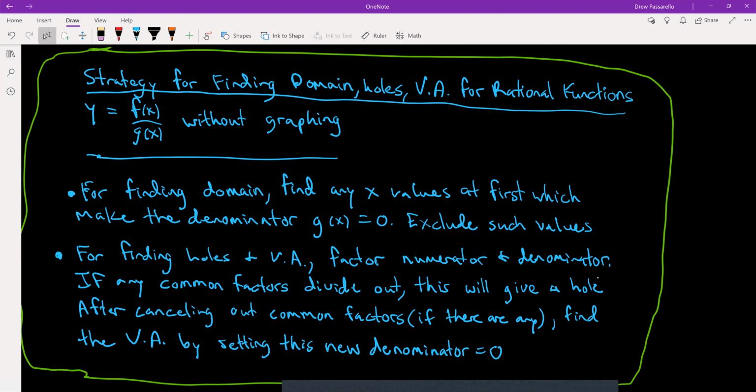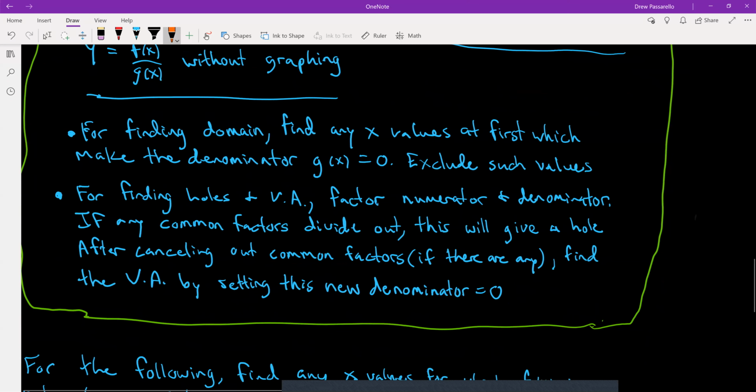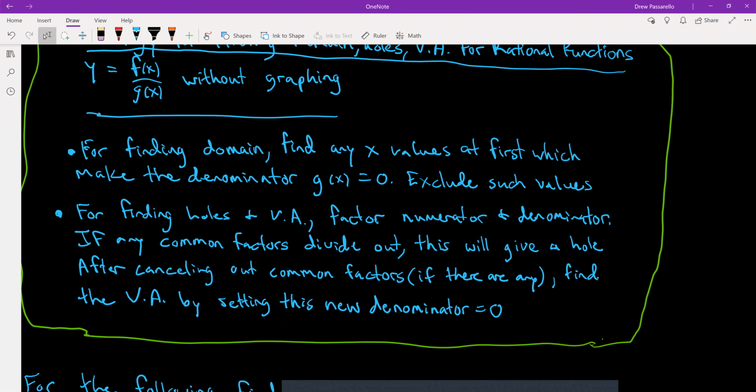So if we're finding the domain, you're going to find any x values that make the denominator equal to 0, since you can't divide by 0. Then you're going to exclude such values. All right, that's how I would do the domain. For the holes and vertical asymptotes, you're going to factor the numerator and denominator. Now, if any common factors divide out, this will give a hole.